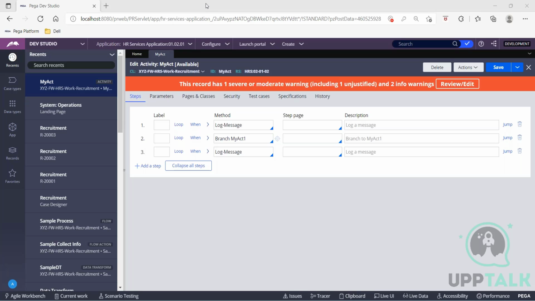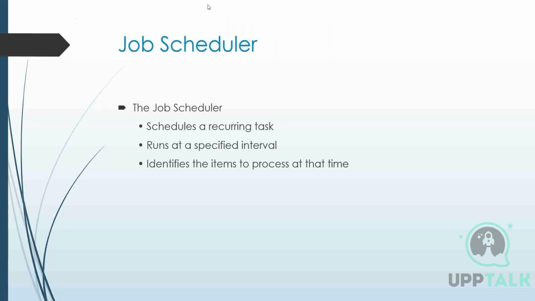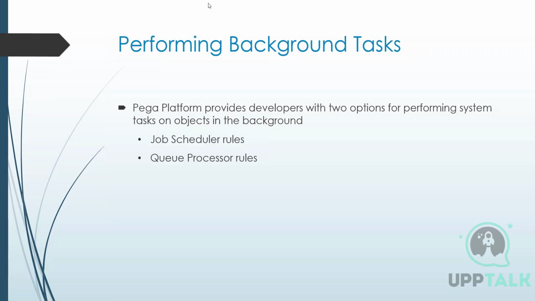Now, who drives this activity? We have two new options for dealing with these background tasks. Two new rule forms starting from 8: job schedulers and queue processors. These are being used instead of your agents. Generally what agents do is they automate the process that was earlier done manually, so without any manual intervention, the process just goes on. Now those are replaced by job schedulers and queue processors. So we'll see how this works. I think we'll take one off.